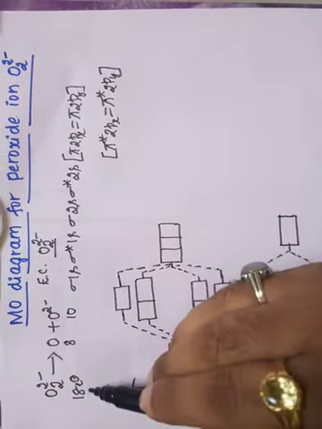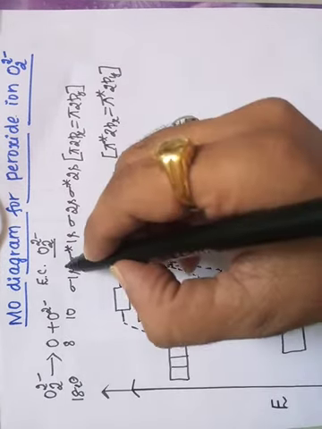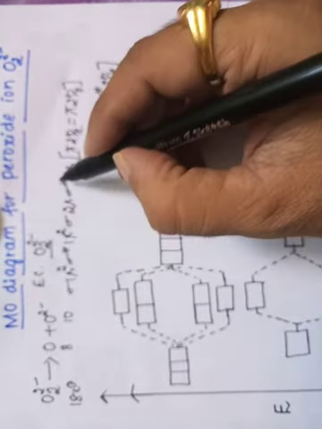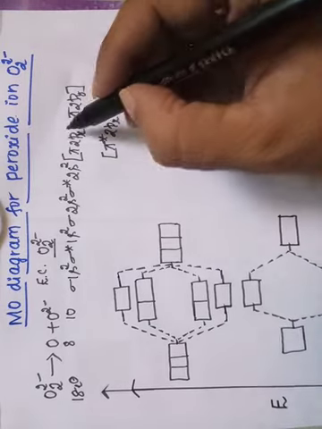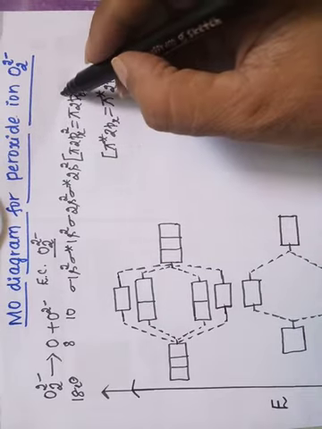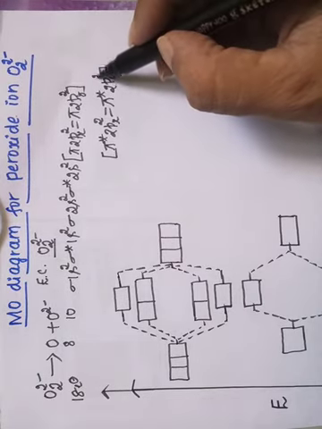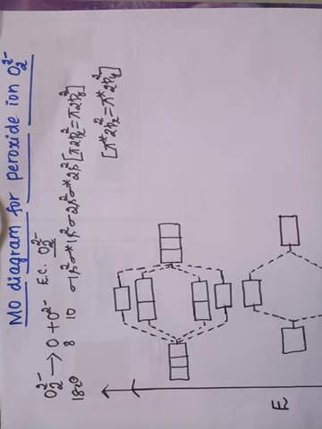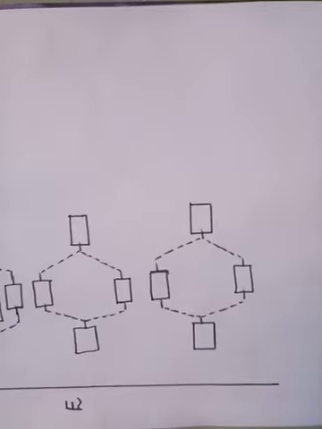So there are 18 electrons in the peroxide ion. Therefore the electronic configuration is sigma 1s2, sigma star 1s2, sigma 2s2, sigma star 2s2, pi 2px2, pi 2py2, pi star 2px2, and pi star 2py2. So this is the electronic configuration. So let us construct the molecular orbital diagram.